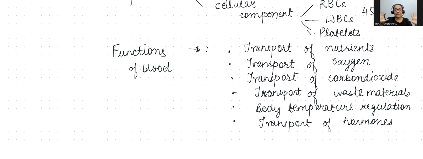So blood is having a lot of important functions, including the transportation of nutrients, transportation of oxygen, transport of carbon dioxide from the tissues to the lungs, right? Transportation of waste materials from the different tissues to the kidney and the skin. These are excretory organs. Body temperature regulation by distribution of heat, right? And the transportation of hormones. So that was about blood.